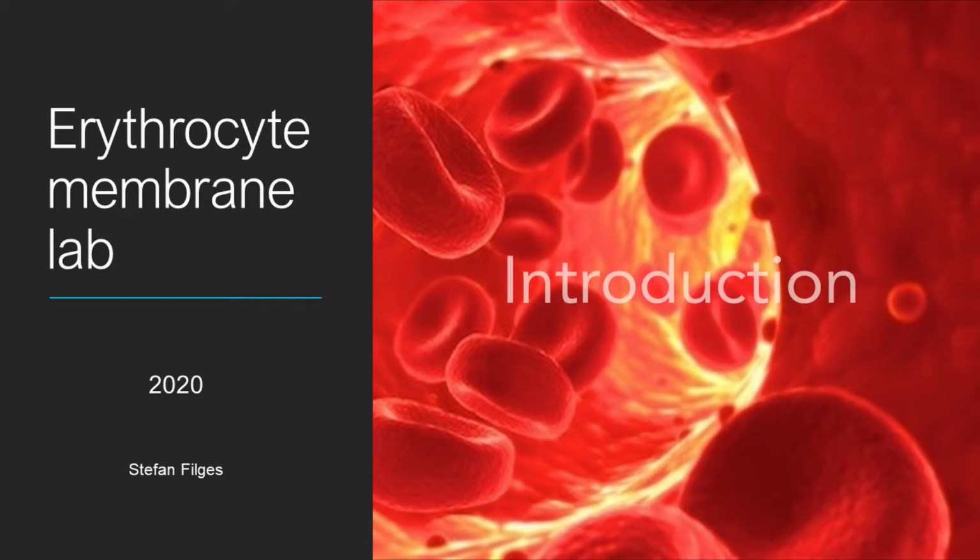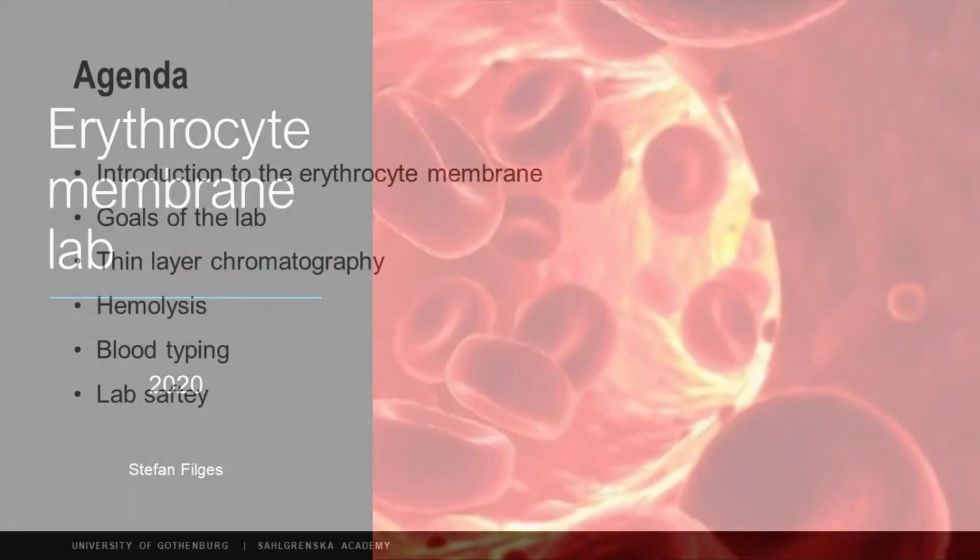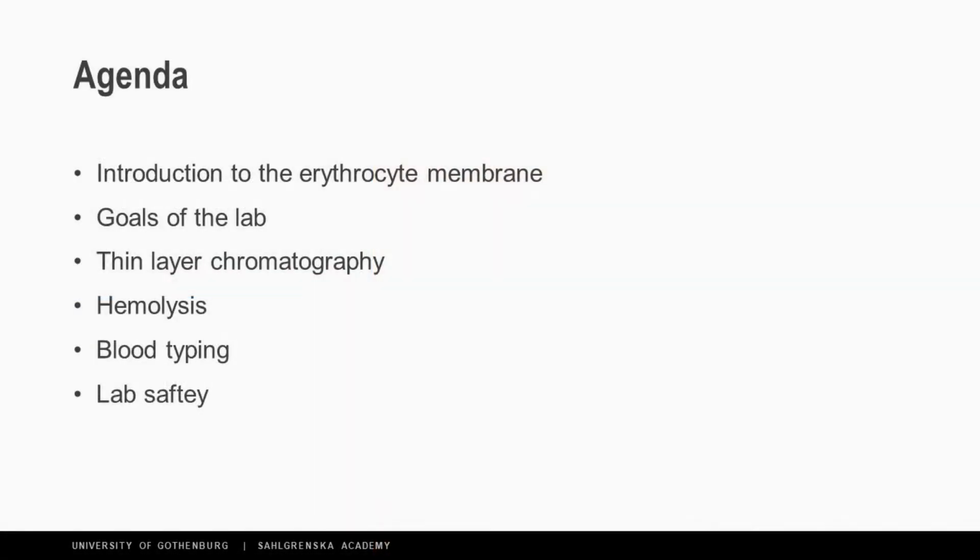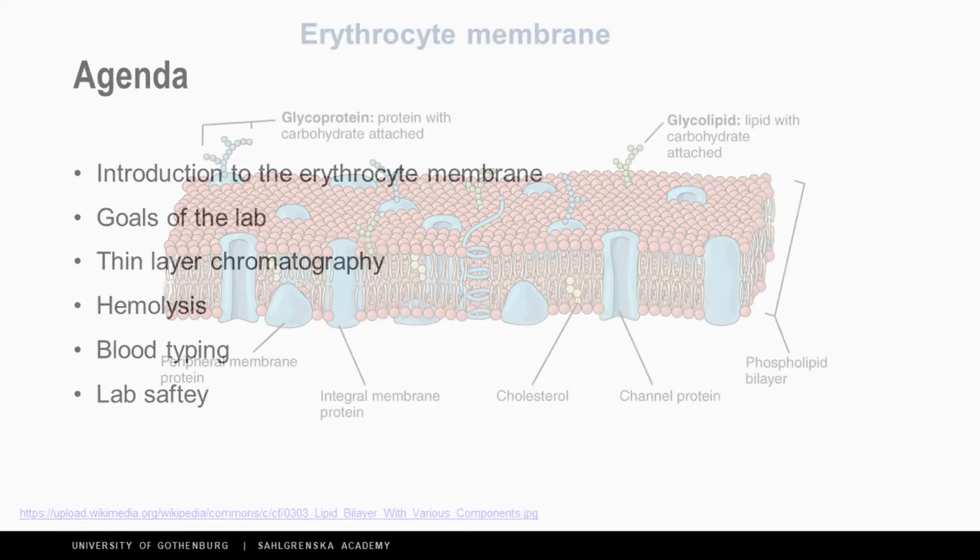Hi, in this lecture I will start off with an introduction to the erythrocyte membrane and the learning outcomes for this laboratory. Then I will walk you through the theory behind the three parts of the lab: thin layer chromatography, hemolysis and blood typing. Lastly, we will cover the lab and safety rules, which are especially important for this lab.